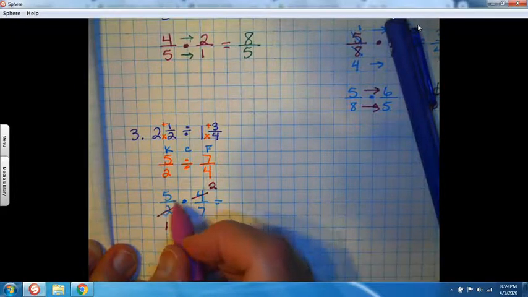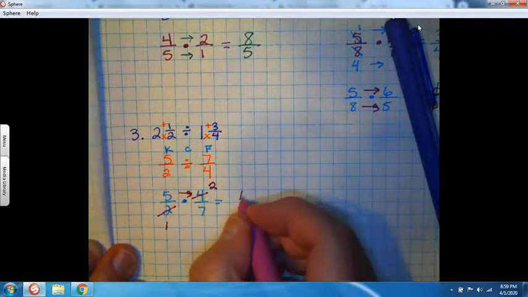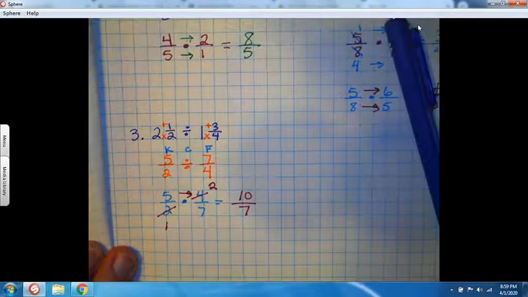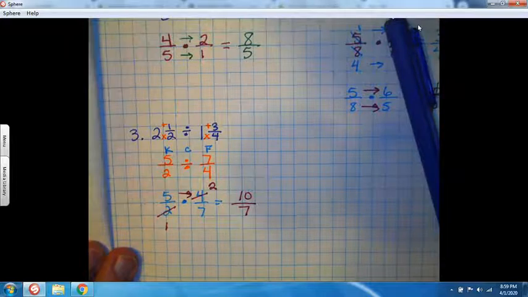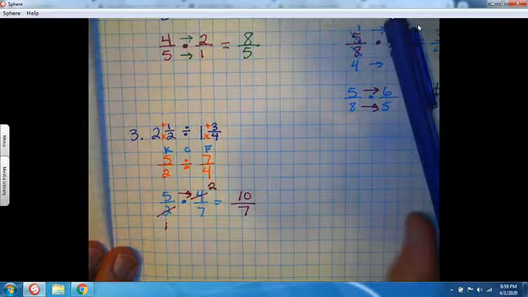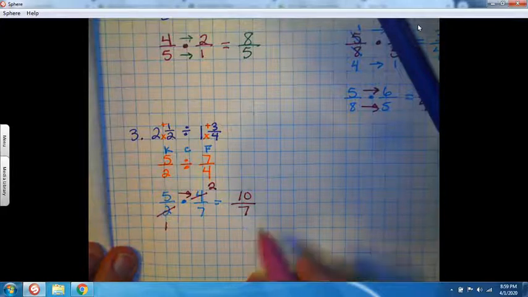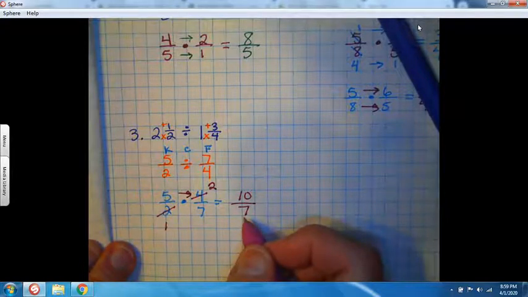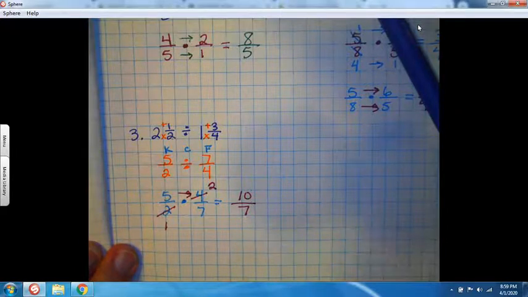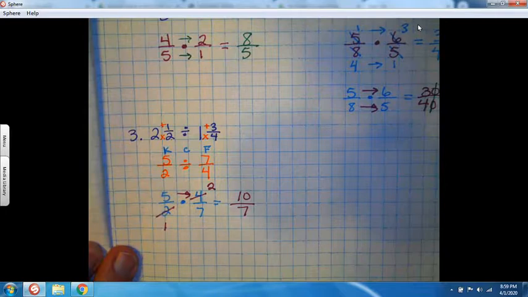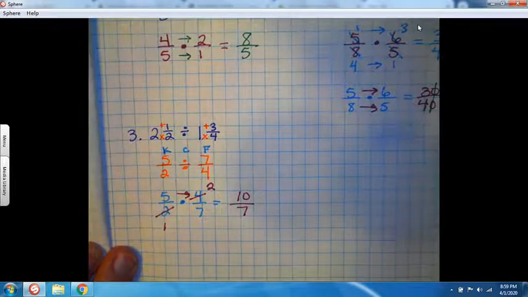So 5 times 2 is 10. 1 times 7 is 7. Leave it. Don't change it to an improper fraction or a mixed number. Don't. Leave it alone. Okay? Just leave it. They have a lot of extra lines on problem number 3. That's why I'm doing 1, 2, 3, and 4, because there's all these lines and it's just going to confuse you guys. So you don't even have to worry about doing these. These are just your examples.